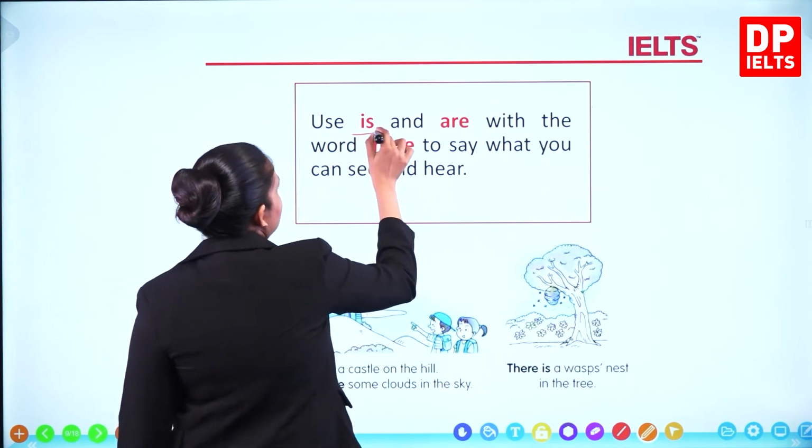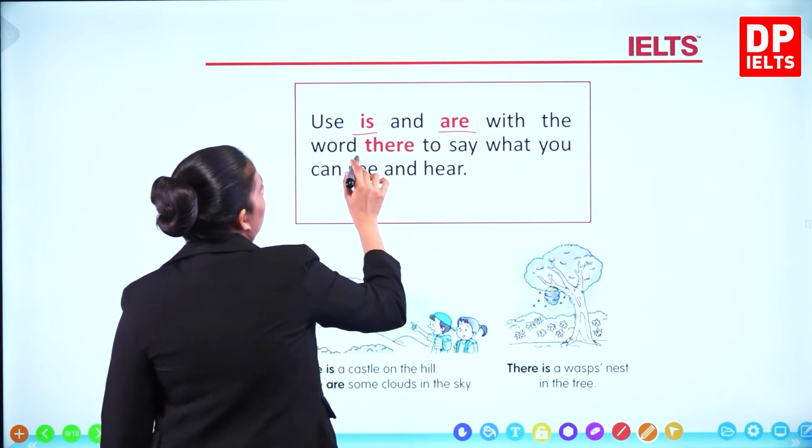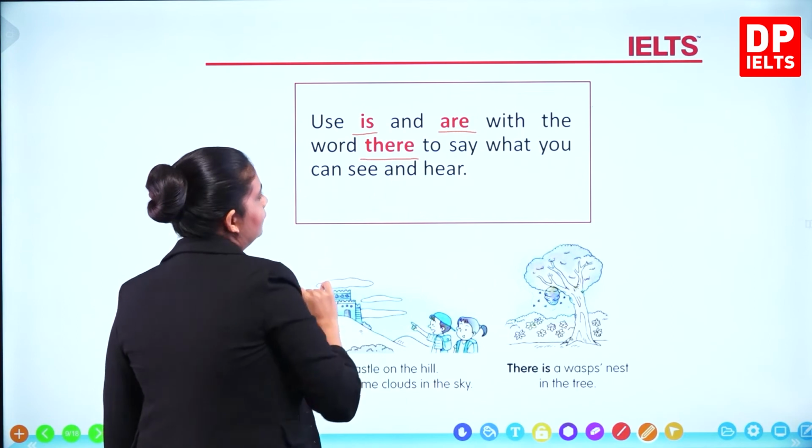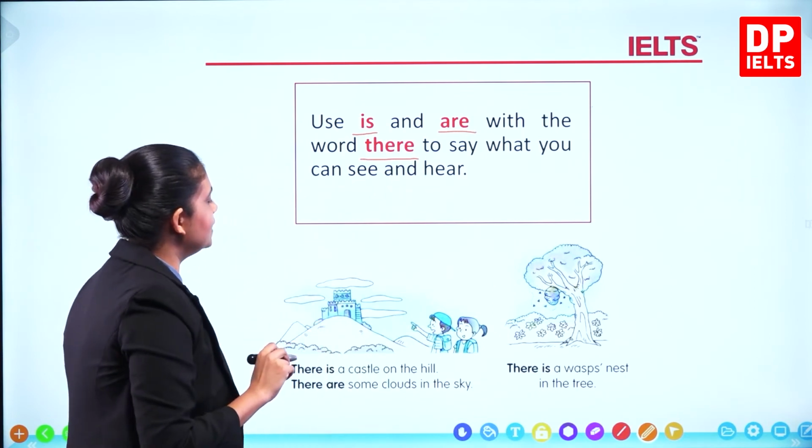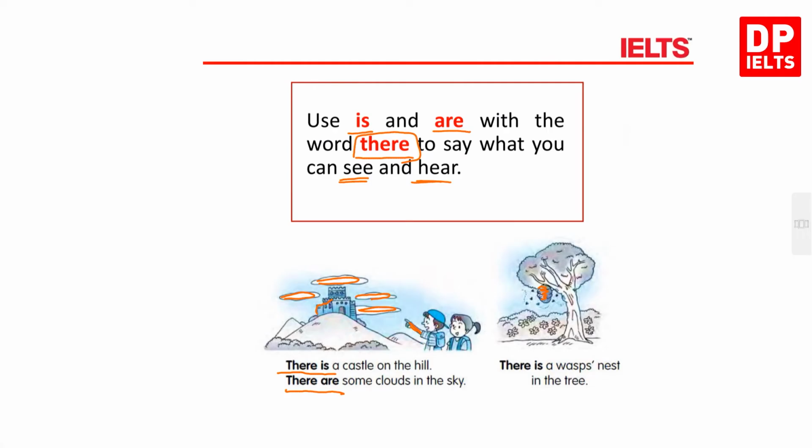Use is and are with the word there to say what you can see and hear. ரைட். அது போன்று நாங்கள் இஸ் அண்ட் ஆர் தேர் என்ற வேர்டோடு யூஸ் பண்ணுவோம் ஒரு விஷயத்தை நாங்கள் பார்க்கும் போது அல்லது கேட்கும் போது. ரைட். எங்களுக்கு தெரியுற பார்க்குற கேட்குற ஏதோ விஷயத்தை பற்றி பேசும்போது நாங்கள் தேர் என்ற வேர்ட் யூஸ் பண்ணுவோம் அண்ட் அதனோட இஸ் அண்ட் ஆர் யூஸ் பண்ணுவோம். ரைட். எப்படி என்று சில எக்ஸாம்பிள்ஸ் பார்ப்போம்.